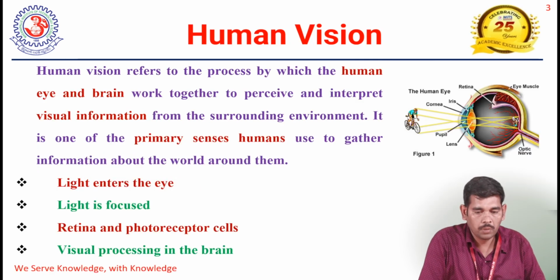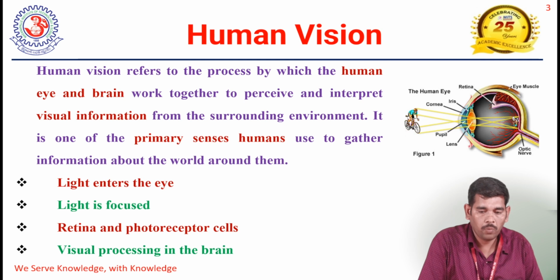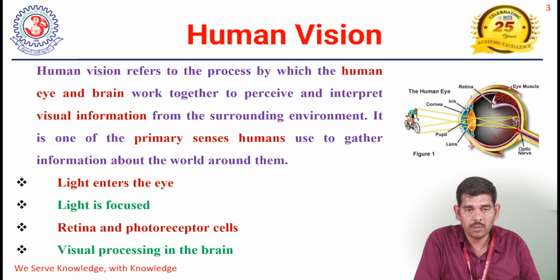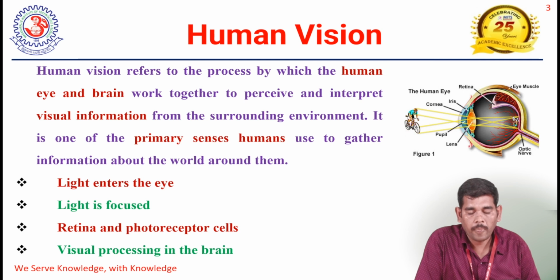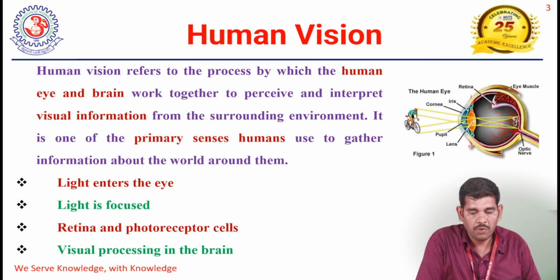Human vision. Human vision refers to the work of human eyes and brain, for the purpose of visual information. Every piece of information gets visual information from the human eyes. These are the primary sense of humans. So eye vision is a primary sense of humans. You have a sixth sense of humans, but the primary sense is eye vision.